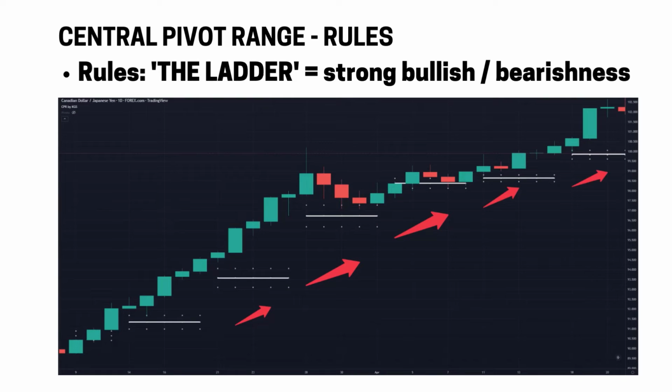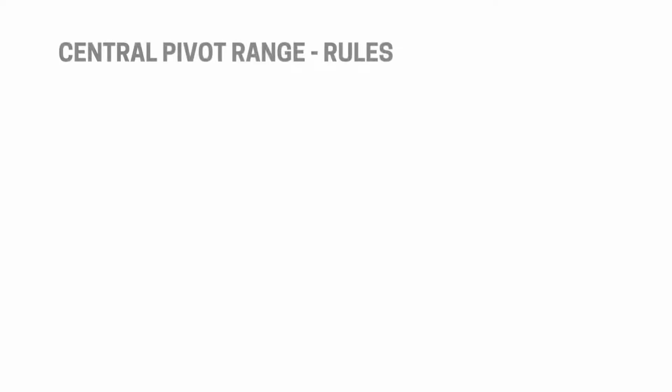And here's something known as the ladder. It can be bullish or bearish. If you see it in an upward trend like you see here on this example, I think this is CAD JPY, another FX pair, that indicates a strong bullish trend, and vice versa. The downside, if you see it going downwards, then that would be more of a bearish trend for that market.